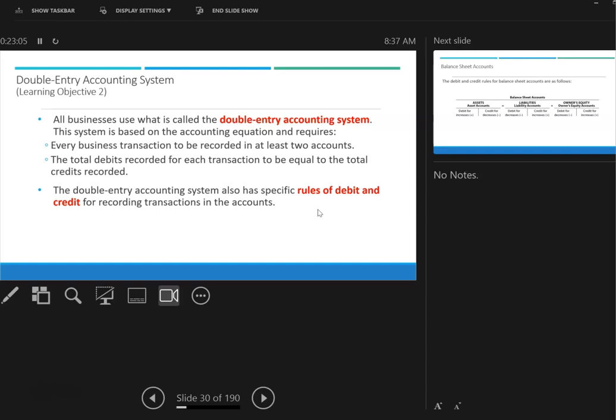Every business transaction is recorded in at least 2 accounts, and the total debits recorded for each transaction must always equal the total credits recorded. We will always balance. Remember last week we had some transactions where assets went up and an asset went down, but we still balanced? Okay? We will always balance. The rules of debits and credits mean our debits will always equal our credits.